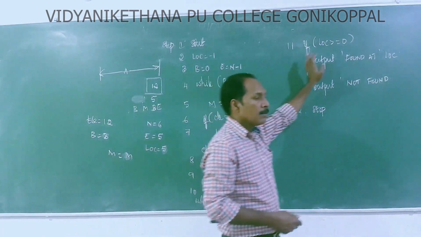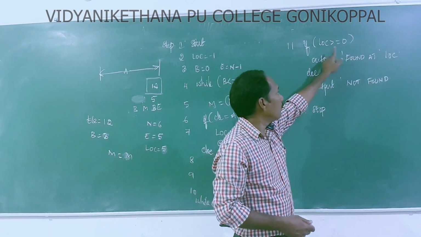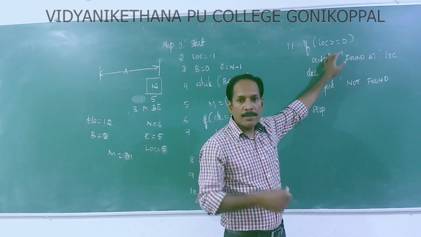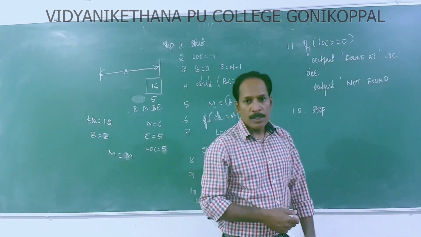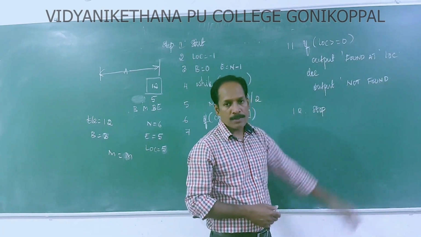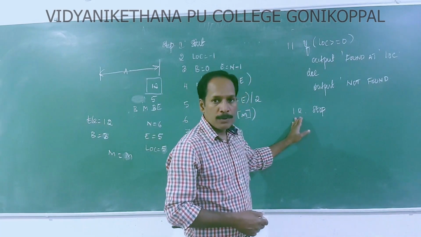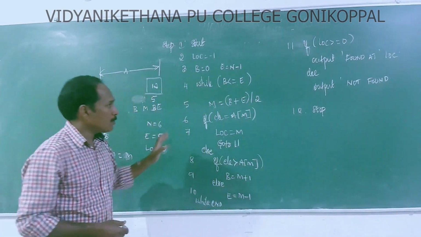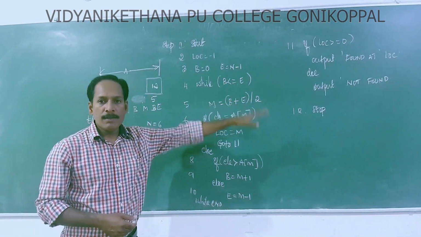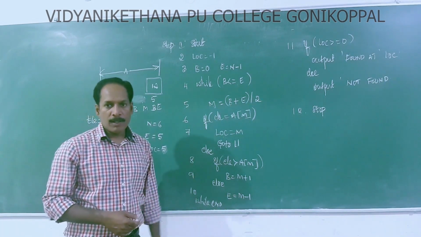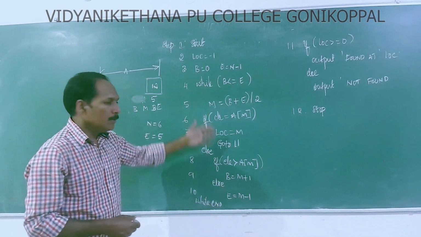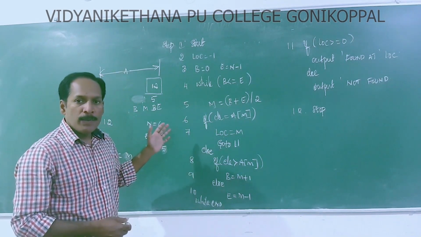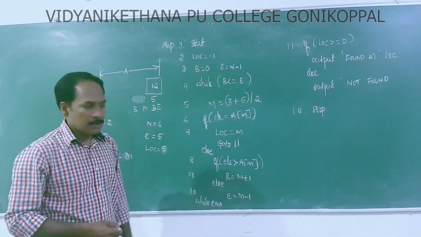So at step 11, is location greater than 0? Yes. What is location? Right now it is 5. 5 is greater than 0. Yes, element found. Location plus 1, that is 5 plus 1, or we can write 6. So stop the algorithm. So if we give 12, display the message element found at 5. That is where the subscript value is 5, or you can write the position number as 6. So now this is the example where the searching works efficiently.